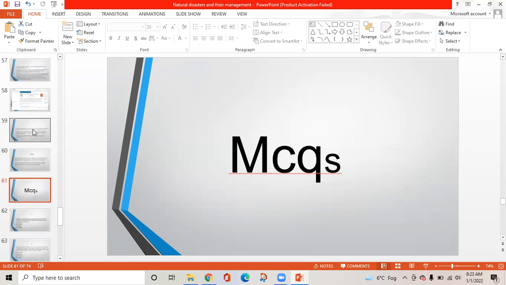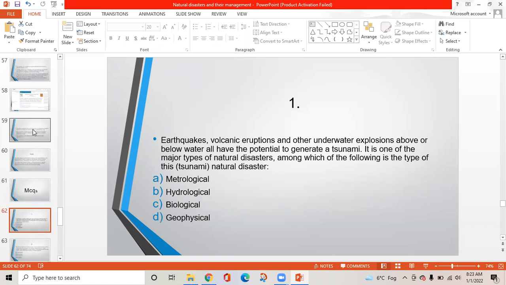Now coming towards the MCQs. First: earthquakes, volcanic eruptions, and other underwater explosions above or below both have the potential to generate a tsunami. It is one of the major types of natural disasters. Which of the following is the type of this tsunami natural disaster? Option A is meteorological, option B is hydrological, option C is biological, and option D is geophysical.